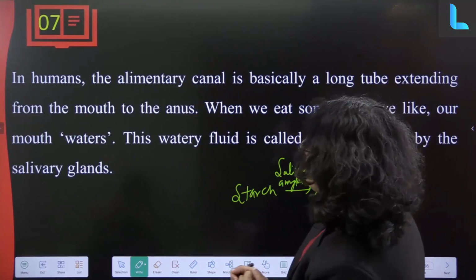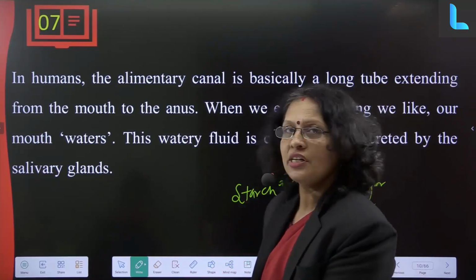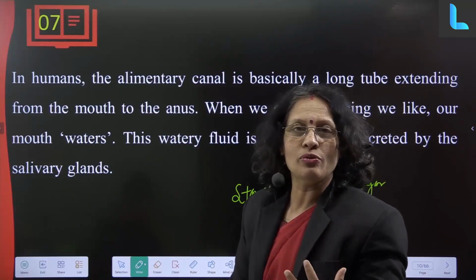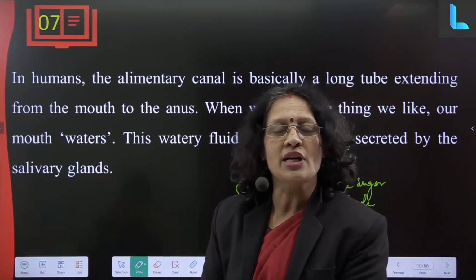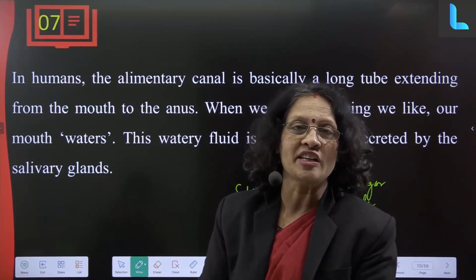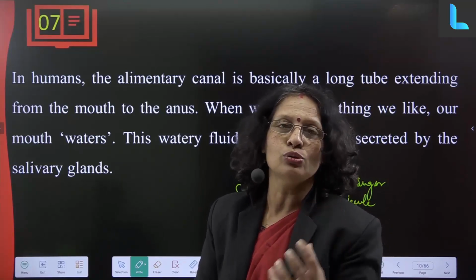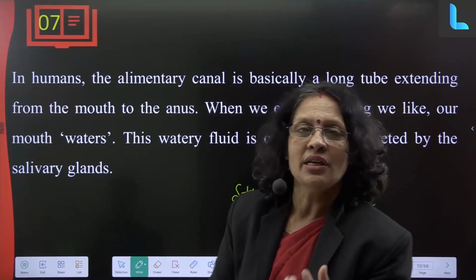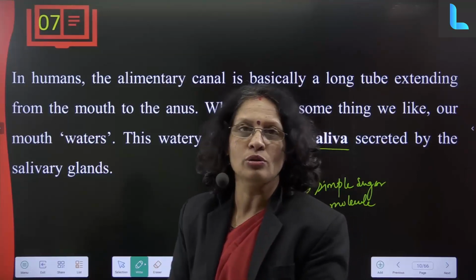Next, in humans, the alimentary canal is basically a long tube extending from the mouth to the anus. The human digestive system, we have studied already and you are familiar with it. The digestive system actually starts from the mouth, because we start consuming food from the mouth. From there we chew the food and break the food using our teeth, correct? But what happens is that such big particles also cannot flow through blood or to the parts of the body.